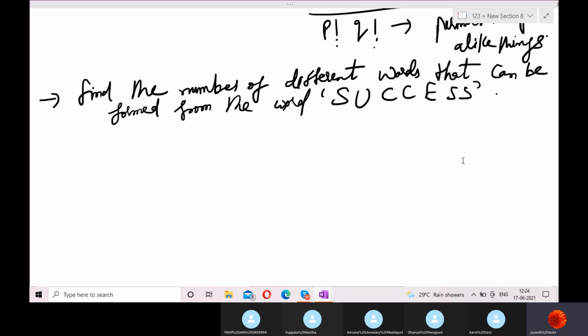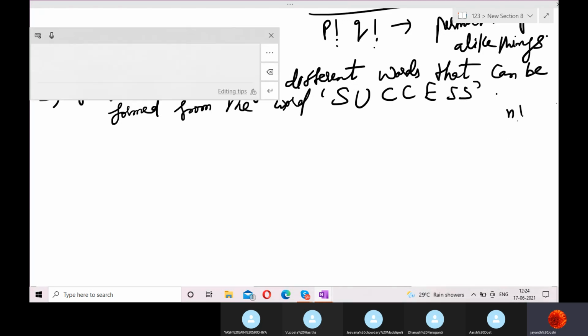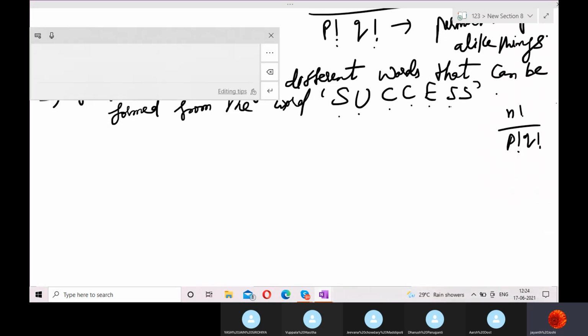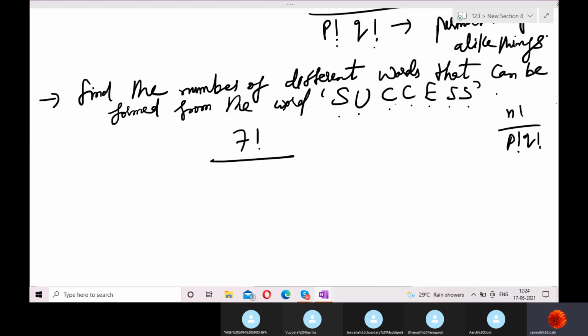Anyone can answer the question who has done it first. The formula is already given to you. I don't know what you are waiting for. N factorial by p factorial into q factorial. So how many letters are there? 1, 2, 3, 4, 5, 6, 7. So 7 factorial divided by how many alike terms are there? C is there 2 times, and S is there 3 times. So 2 factorial into 3 factorial. Come on, tell me the answer. Solve this.